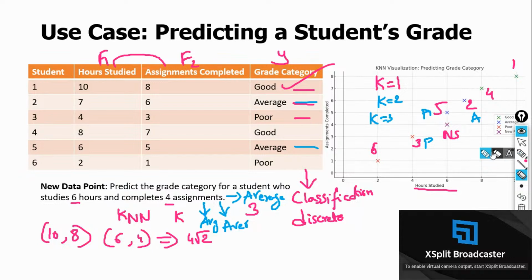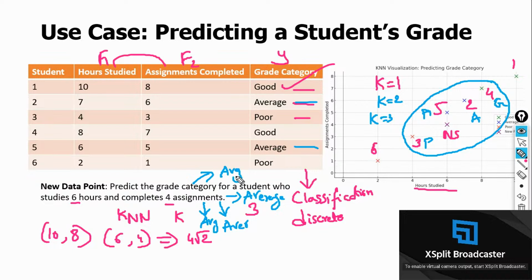Take 4. Okay, let me take 4. Might be this one like this. This might be my circle. So what is the category of the fourth student? It is good. So again, what is the majority? It says average. So even if k is 4, the new student falls under the average class. So in this case, depending on the same pattern, the prediction gets changed.